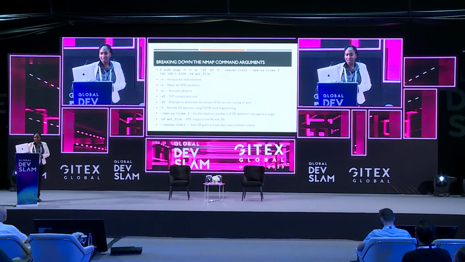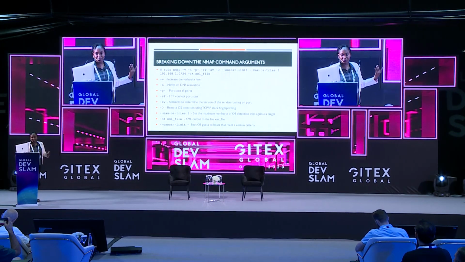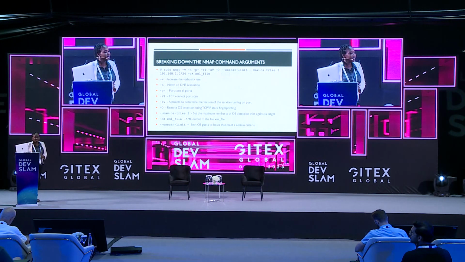Just to break down what I'm doing with that command: -v increases the verbosity level, and -n says not to do DNS resolution. Then -p tells nmap to scan all ports. -sT tells nmap to do a TCP connect port scan. Then -sV attempts to determine the version of the service running on a port. And -O is for OS detection. Then --max-os-tries limits the number of times you want nmap to try and guess the operating system. In this case, I used 3.